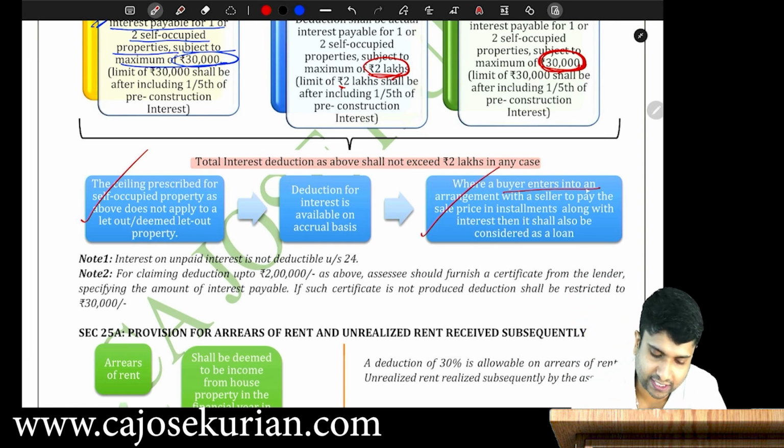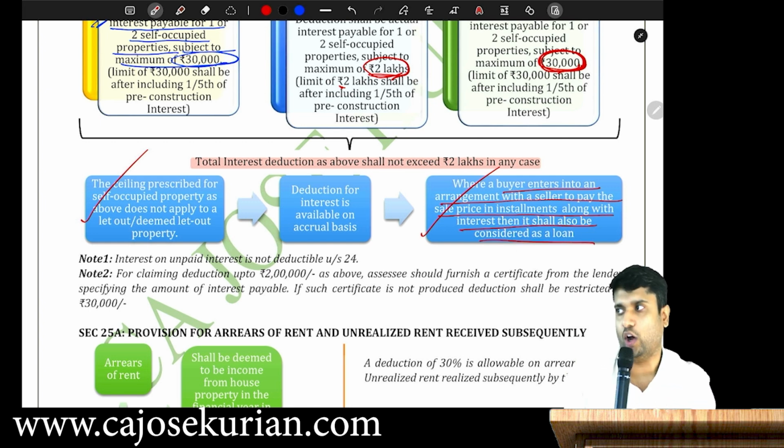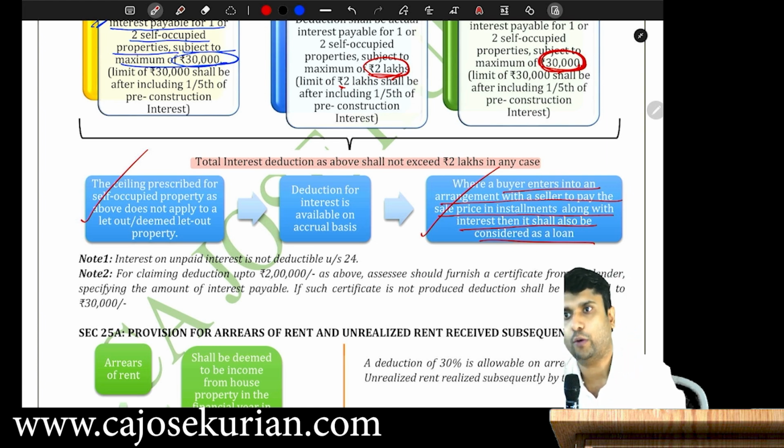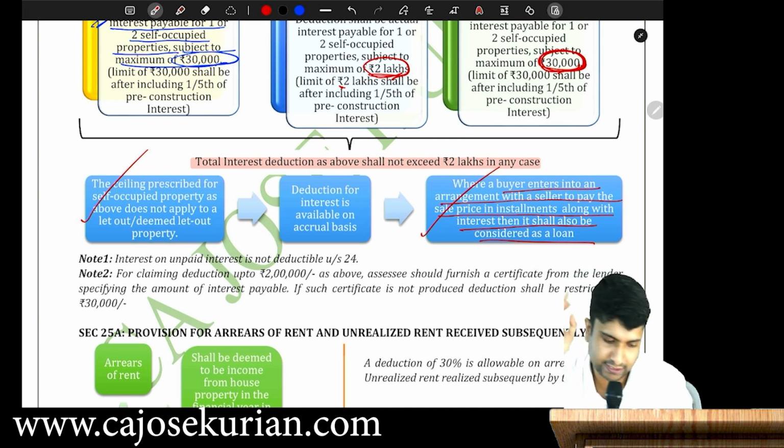And what is the third one? Where a buyer enters into an agreement with the seller to pay the sales price in installments along with interest, it also shall be considered as a loan. So you are paying interest to the seller in installments. No problem. That interest also you can claim as a deduction.